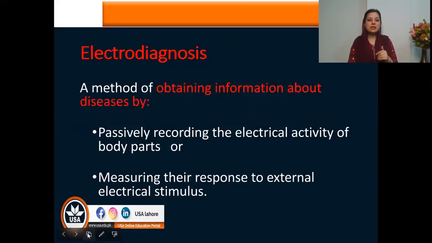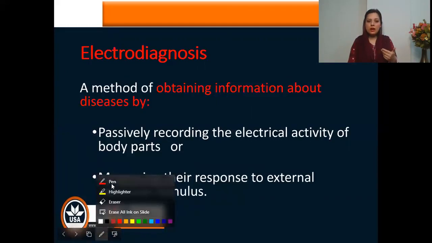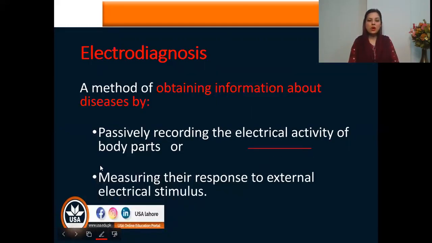Coming towards today's topic, that is electrodiagnosis. As the term indicates, it is diagnosis with the help of electrical current. It is a method of obtaining information about a disease by passively recording the electrical activity of body parts, and we can also measure the response to an external stimulus.